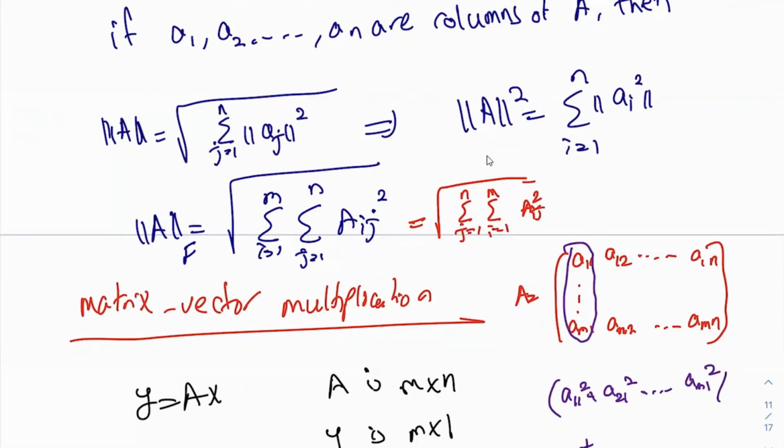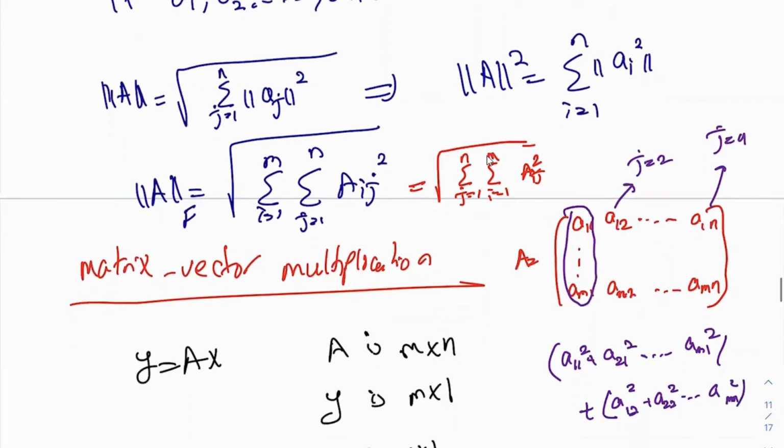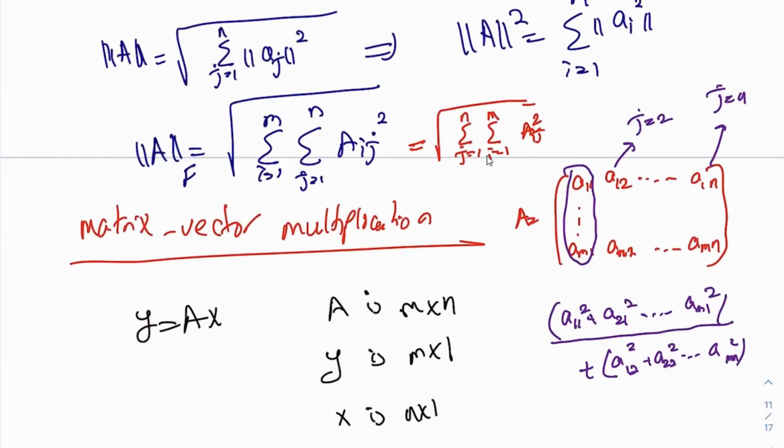Plus, let's take J equal to 2 and vary I from 1 to m. Then we are in the second column. This is J equal to 2. This is J equal to n. Then we have A12 square plus A22 square all the way to AMN square. Okay, good. So what is this one? Remember, from the definition of a norm of a vector, this one is nothing but the square of the norm of the first column. You can define it like this: A1.